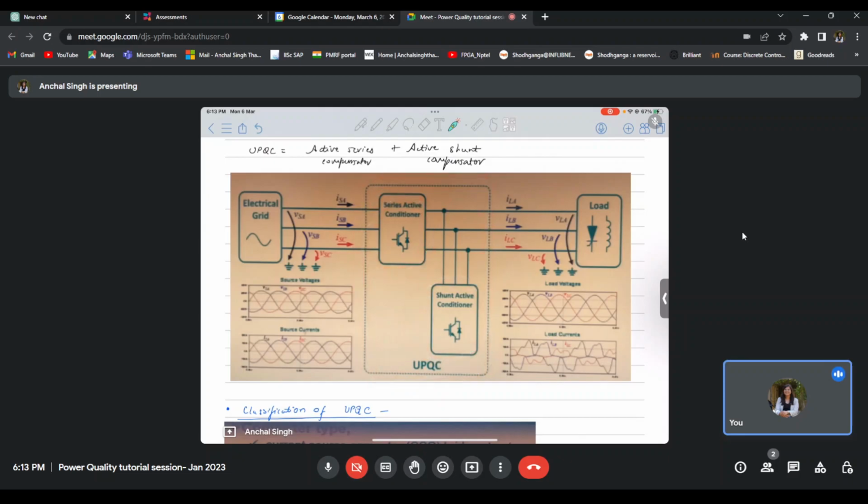So this is our total UPQC, which has both series compensator and shunt compensator. We can call this the DVR and this the D-statcom, and both DVR and D-statcom together form our UPQC. Because of the presence of the series compensator, our load is able to get balanced voltage at its load end. And because of the presence of the shunt compensator, our source current is beautifully balanced, even though our load current is unbalanced and non-linear. This is the advantage of using a UPQC kind of compensator.